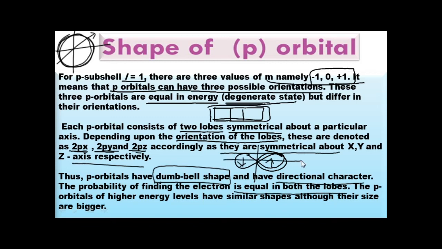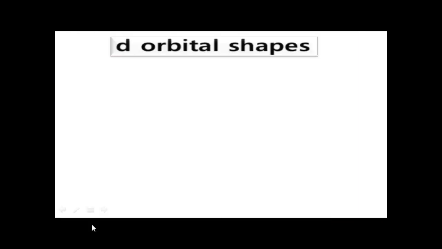The p orbitals of higher energy levels have a similar shape, although the size is bigger. When energy increases, the shape is similar, there is no change in shape, but the size will increase.